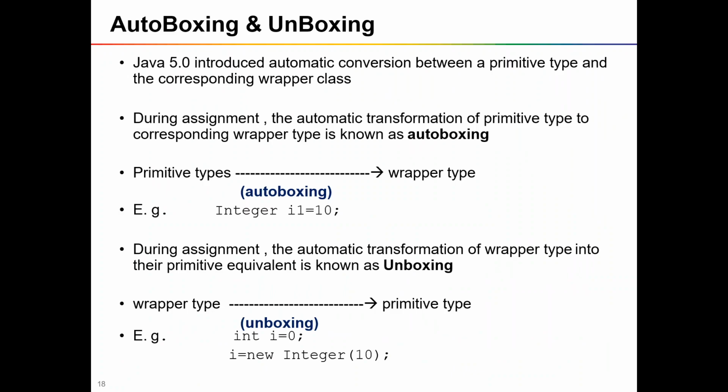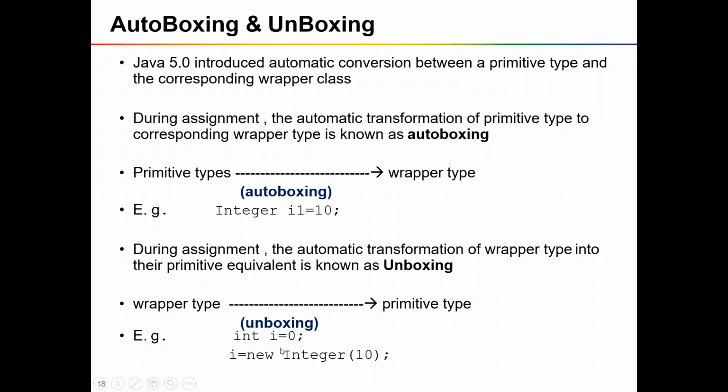And there is something like autoboxing and unboxing in Java. From JDK 1.5, the conversion between the primitive and object type with the corresponding wrapper class is a part of JDK from 1.5. So it is possible to convert your primitive into an object type and an object type into a primitive type. So in autoboxing, suppose you are declaring a statement like this in Java, Integer i1 = 10. So here the 10 is a primitive type. So the primitive type will be converted into an object type by default. So this is called autoboxing.